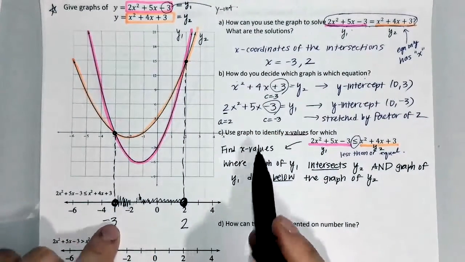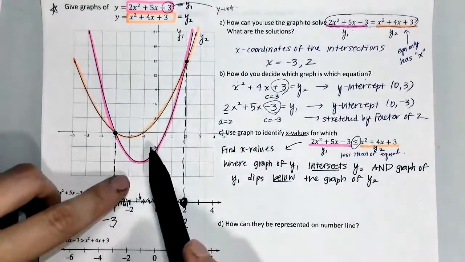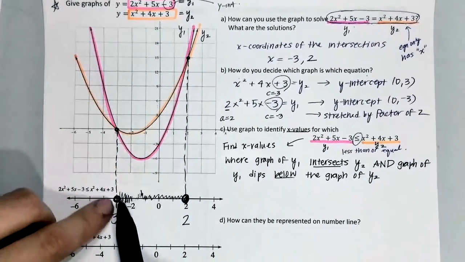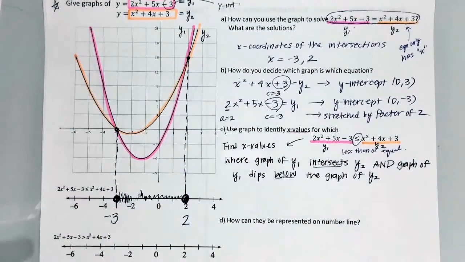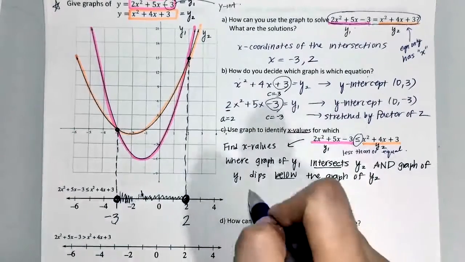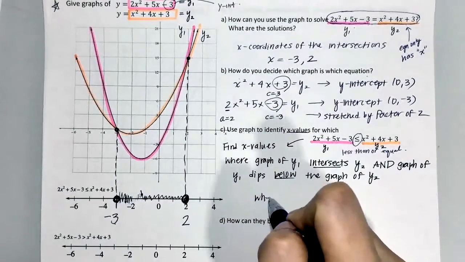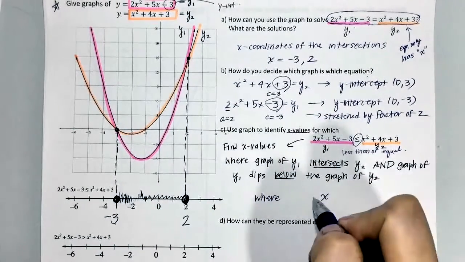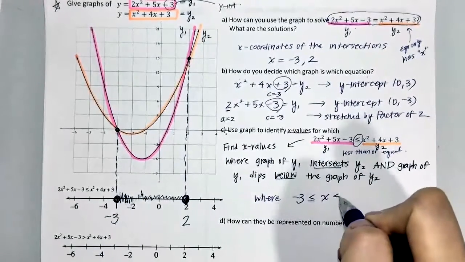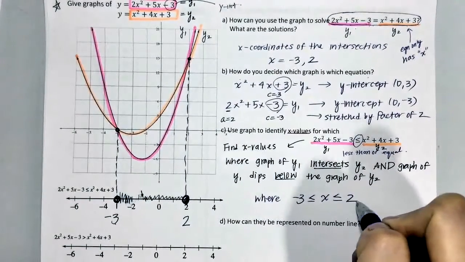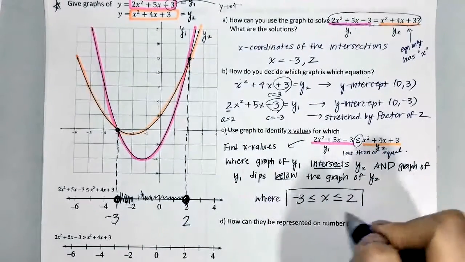Where are the x values where they intersect and y sub 1 is below y sub 2? It's going to be between -3 to +2. So you're going to write the answer as an inequality where the x values are greater than or equal to -3 and less than or equal to 2. That's going to be the solution.